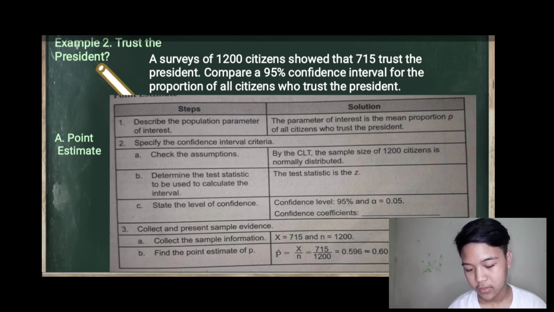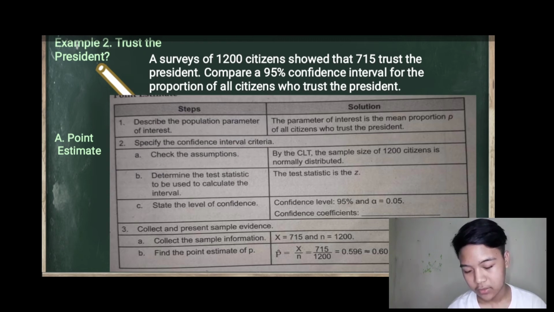A. Check the assumptions. The solution: by the CLT, the sampling distribution for the sample size of 1,200 citizens is normally distributed. B. Determine the test statistic to be used to calculate the interval. The solution: the test statistic is the z. C. State the level of confidence. The solution: confidence level is 95% and alpha equals 0.05. Confidence coefficient is 1.96.